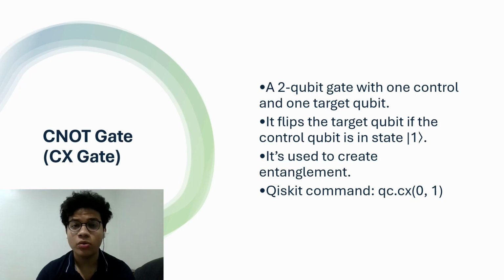Now let's discuss the CNOT gate, which is also called the CX gate. The CNOT gate is a two-qubit gate. It has a control qubit and a target qubit. If the control qubit is 1, then the target qubit is flipped. But if the control qubit is 0, nothing happens. This gate is used to create entanglement between qubits. Here are the Qiskit commands for this, where we can see qubit 0 is the control and qubit 1 is the target.